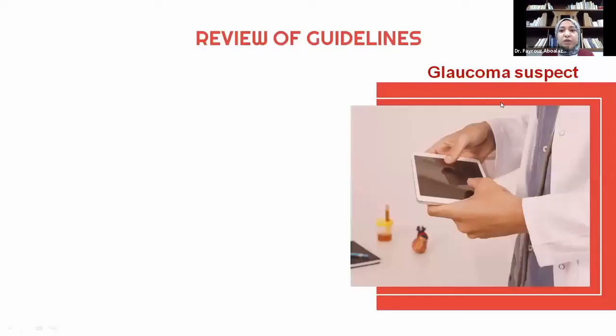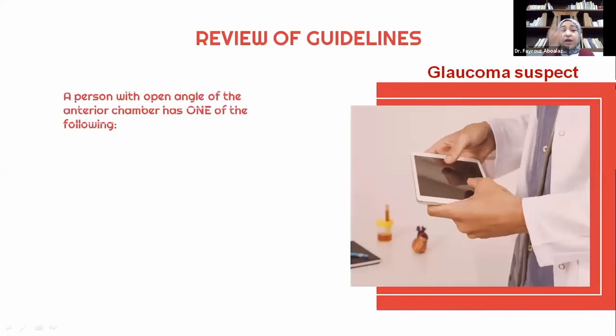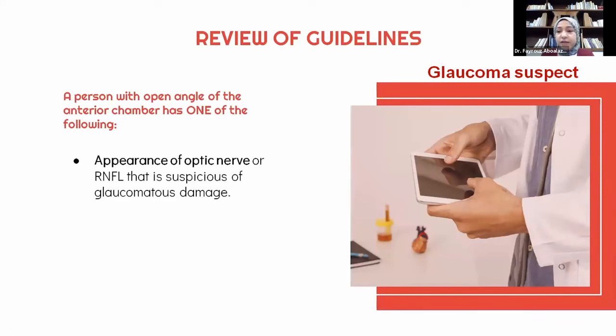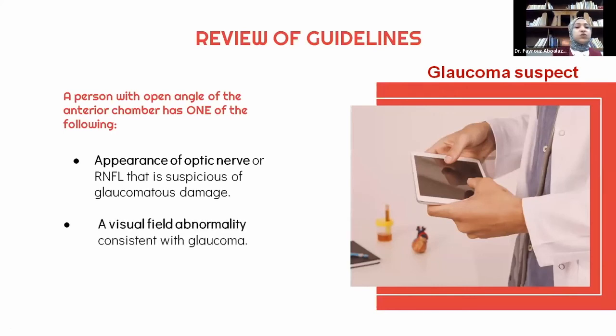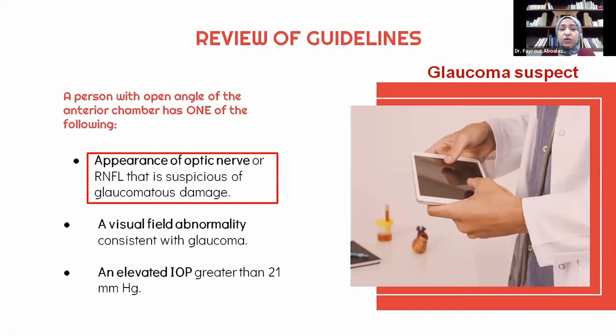Okay, a glaucoma suspect patient, according to reviewing the American Academy guidelines, is a person with normal angles in both eyes who has one of the following criteria: either an appearance of the optic nerve head or retinal nerve fiber layer that is suggestive of glaucomatous damage, or presence of visual field abnormality consistent with glaucoma, or an elevated intraocular pressure more than 21 millimeters of mercury. And in our case, he's a glaucoma suspect because of the appearance of the optic nerve and the retinal nerve fiber layer.